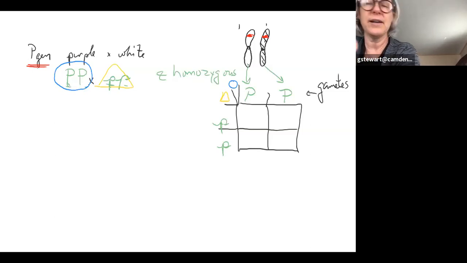When you go to fill in the boxes, you always put the capital letter, if one is present, first, and then you put the lowercase letter. So what I'm drawing here is I'm saying, what happens if this pollen grain meets up with this egg and becomes this flower in the next generation, this seed. And then I'm saying, okay, what happens if this pollen grain meets up with this egg?